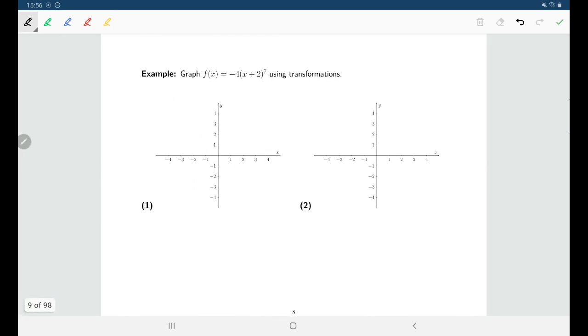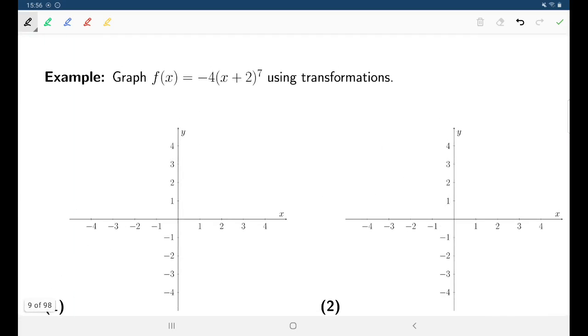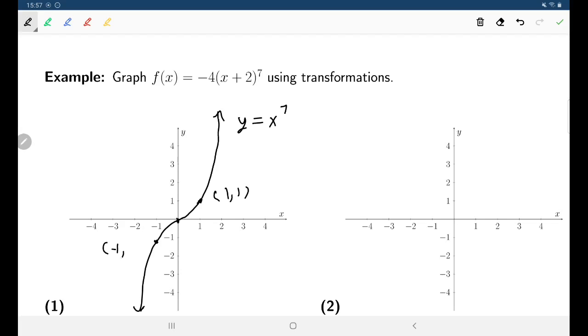So we'll do a little bit of graphing here. I'm going to graph this function negative 4 times x plus 2, to the 7, using transformations. And so the basic shape that we're working with is y equals x to the power of 7, which we know looks shockingly similar to x cubed as far as the graph goes. So if you were to ask what's the graph of y equals x to the 7, I would say it looks a little something like this. It would pass through the points 1, 1, 0, 0, and negative 1, negative 1.